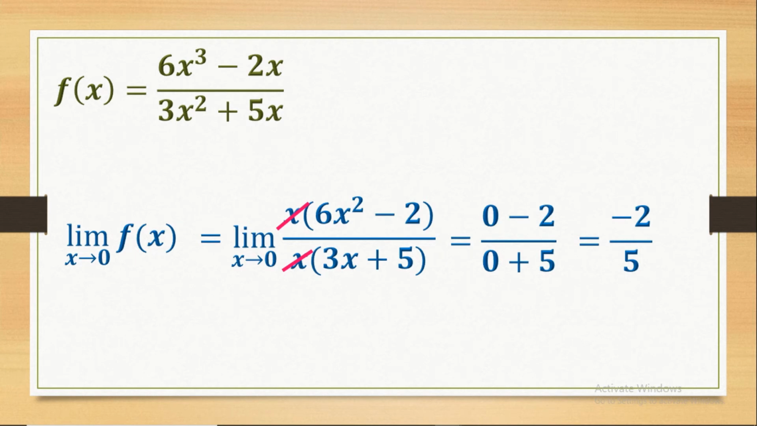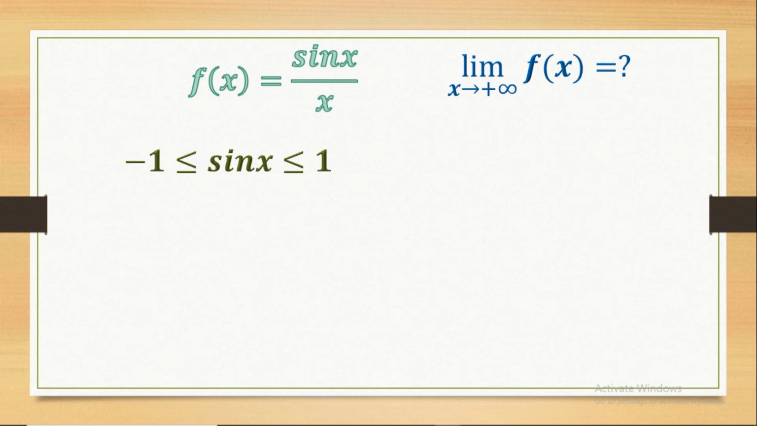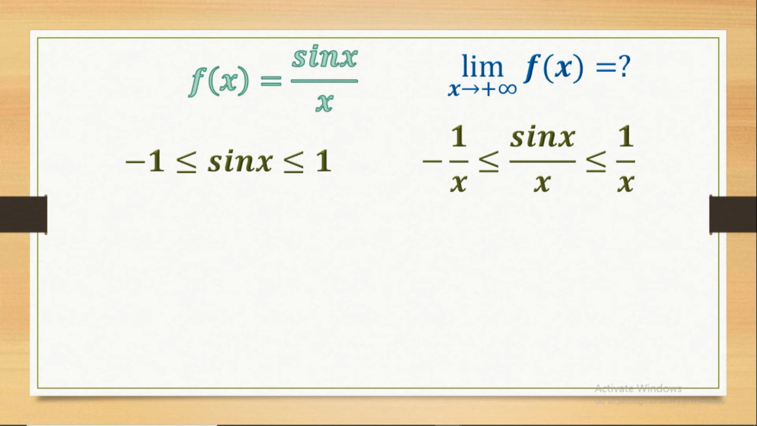Let's explore some more examples. If we have, for example, the function f of x, which is equal to sine x over x, how to calculate the limit of f of x as x tends to plus infinity? Well, if you note something, we have minus 1 is less than or equal to sine x less than or equal to 1. Then if we divide all by x, we can get minus 1 over x is less than or equal to sine x over x less than or equal to 1 over x.